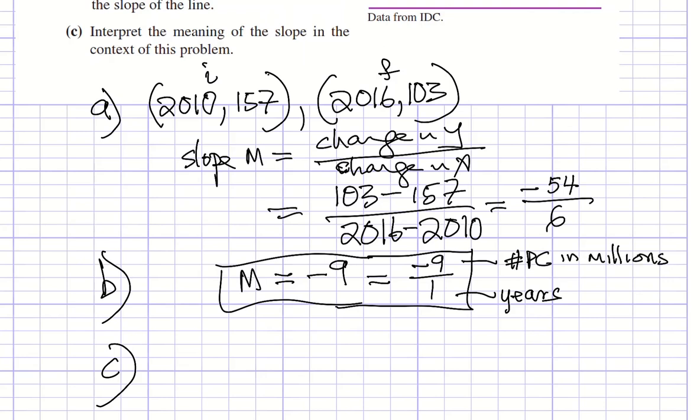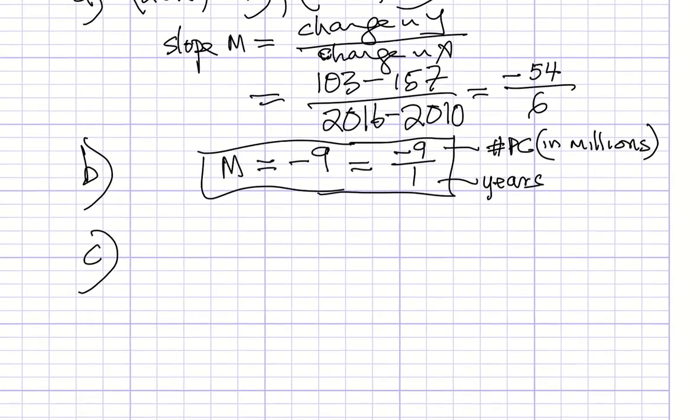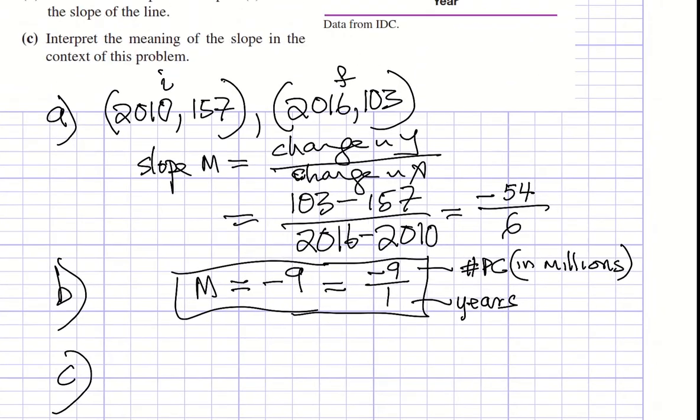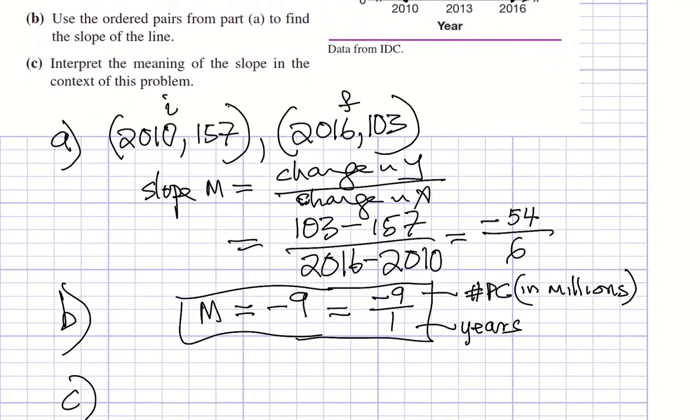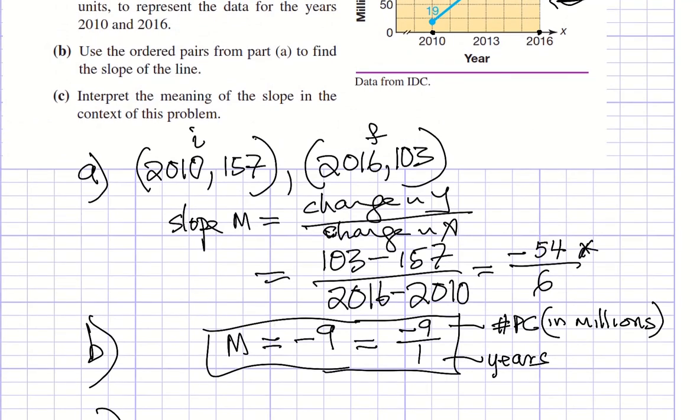In millions. All right. So the way we interpret that is, the shipment of desktop PCs decreased by 54 million units in 6 years, because from here to here is 6 years. You see that? 6 years. So it decreased 54 million units in 6 years.